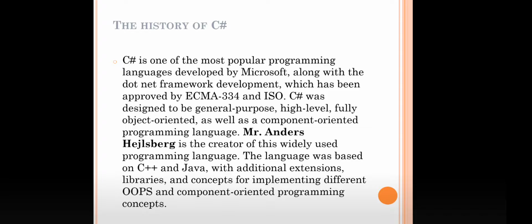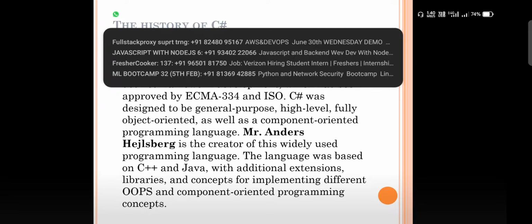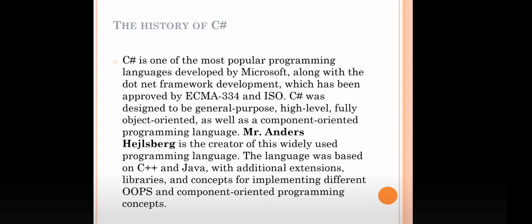C Sharp is one of the most popular programming languages developed by Microsoft today. It's popular along with .NET framework development. So it's clear that when it was launched, the Microsoft .NET framework was developed along with it. And it is now approved by ISO.